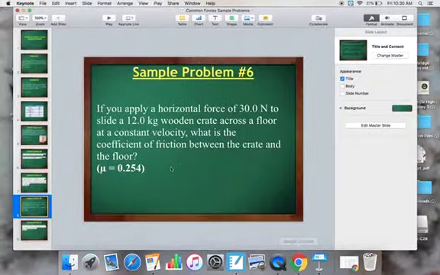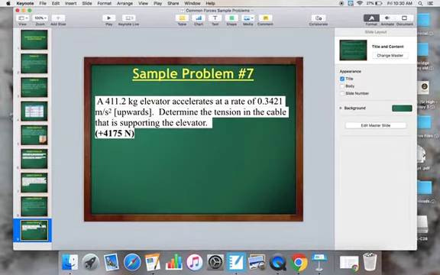Okay, last question we'll take a look at. A 411.2 kilogram elevator accelerates at a rate of 0.3421 meters per second squared upwards. Determine the tension in the cable that is supporting the elevator. Let's take a look at that one.